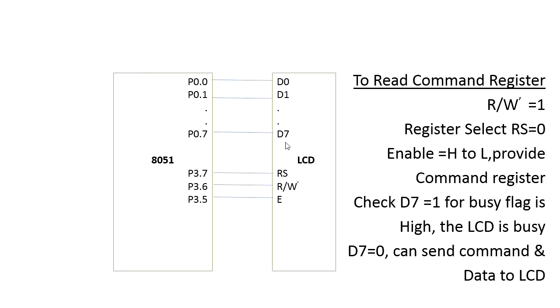So whenever D7 is equal to 0, at that time only it can receive a command, and the microcontroller can write data to the LCD device. So we need to check D7 of the LCD device. This is the theory concept of the LCD device whenever you are going to transmit a command from the 8051 to the LCD device. Next, we will discuss the programming part of the LCD device with the 8051 microcontroller.